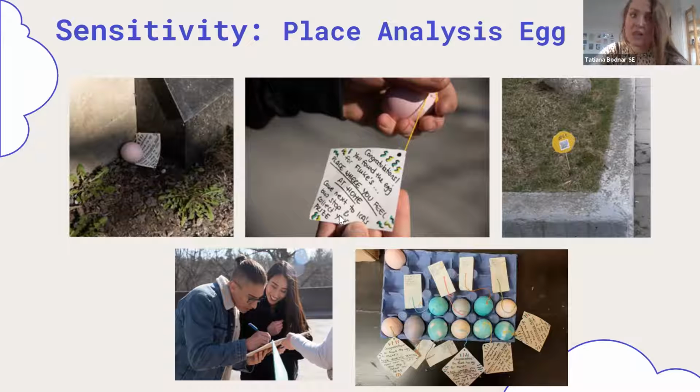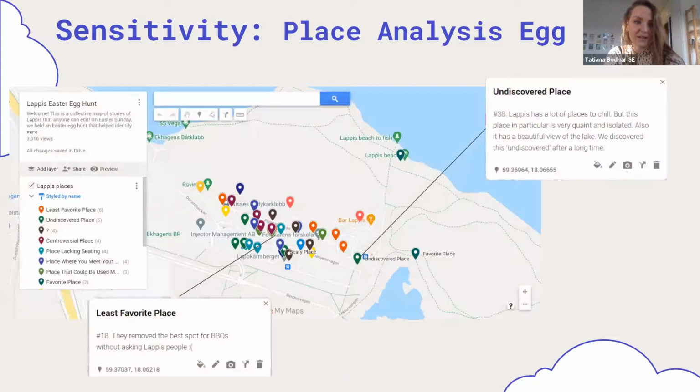This one got around 100 people interested in the community, and people were getting really excited, like, oh, when does the Easter egg hunt start? It got people really engaged. This is the outcome of it. We put it all on Google Maps. We gave them a little prize of a fika, which is just a coffee, a very Swedish thing, with a kanelbulle, a cinnamon bun. And you can see at the paddle court, they removed the best spots for barbecue without asking Lapis people.